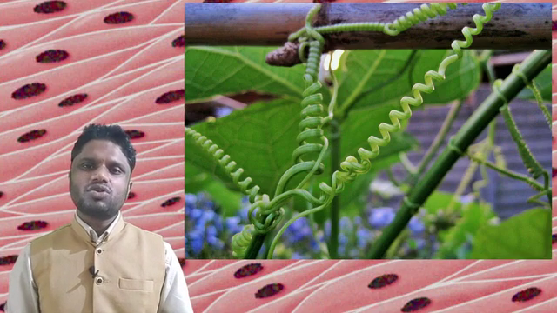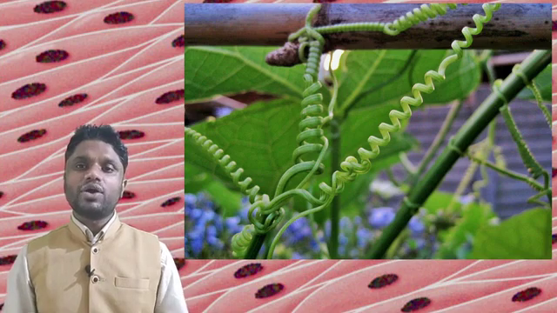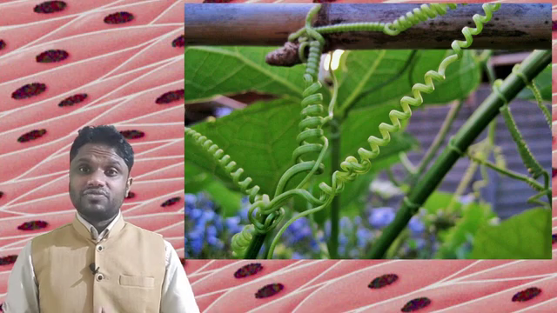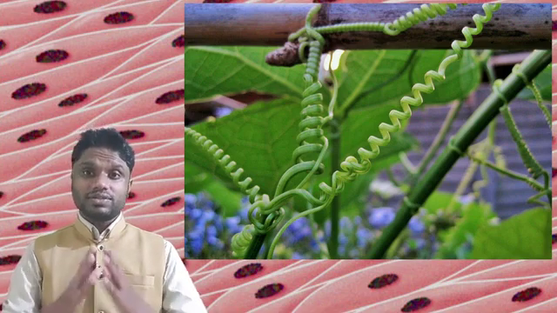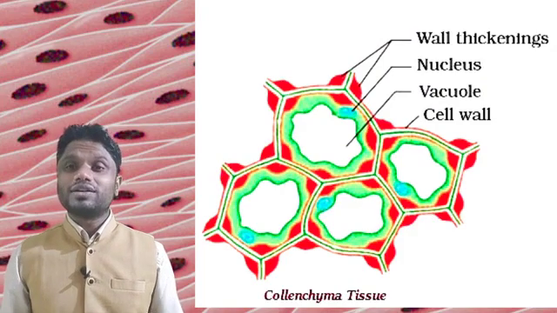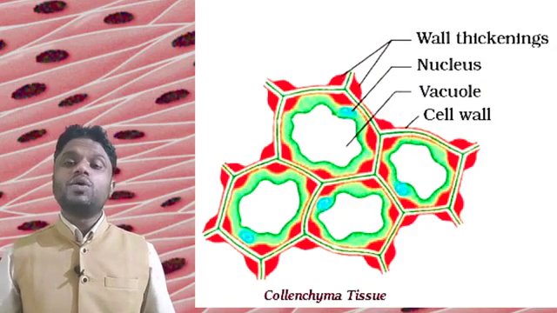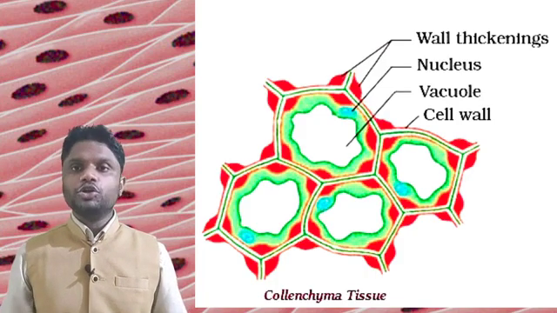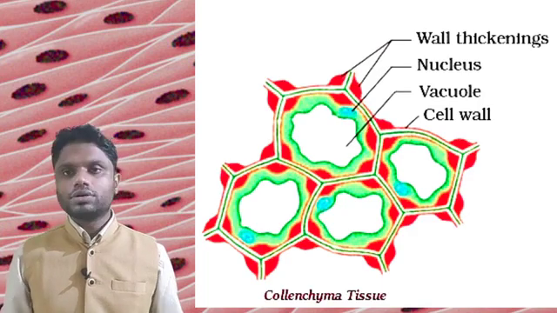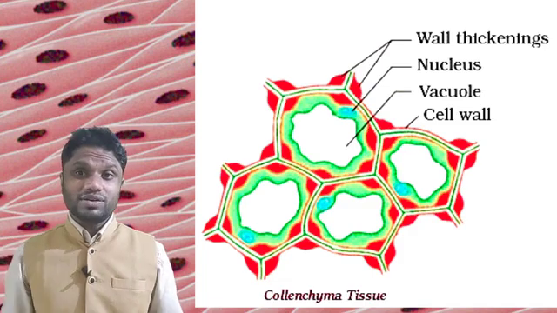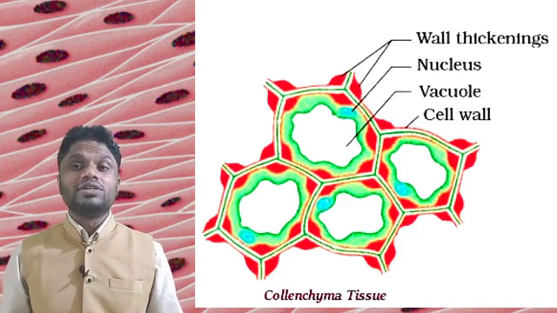The cells of this tissue are living, elongated, and irregularly thickened at the corners. There is very little intercellular space. On the screen now you can see a collenchyma. What all parts are there in a collenchyma? You can see the wall thickenings, nucleus, vacuole, and cell wall. So in collenchyma you can see, as you see in the screen, wall thickenings, nucleus, vacuole, and cell walls.